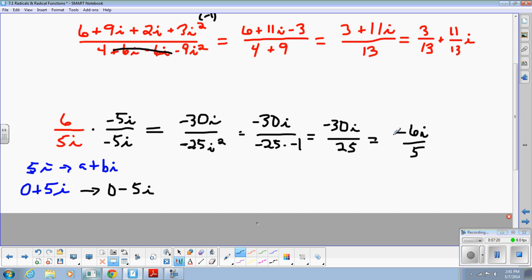What would the actual a plus bi form be? It would actually be 0 minus 6/5 i. If you see that in an answer key looking like this, 0 minus 6/5 i, that is the same as what we have written right here. Negative 6/5 i is the same as 0 minus 6/5 i. It's the same thing. Okay, that's what you need to know to be doing the last lesson, lesson 4.